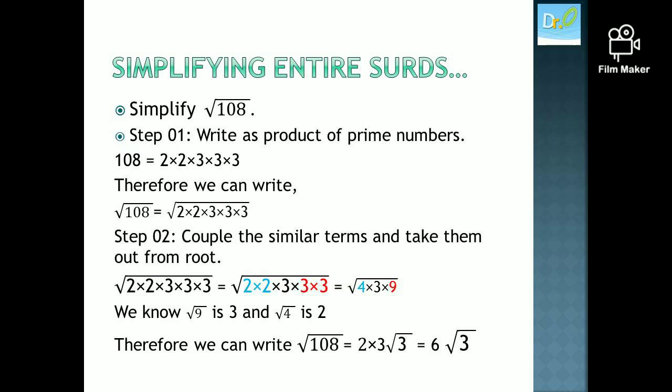What is the term remaining inside the square root? The term which is not paired is only 3. Then you can keep this 3 inside the square root and take square root of 4 out and square root of 9 out. Now you can write square root of 108 equals 2 into 3 into root 3, that is 6 root 3.